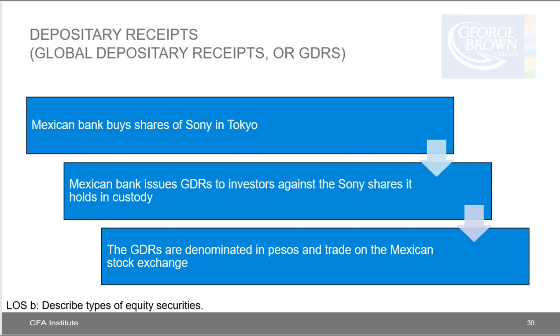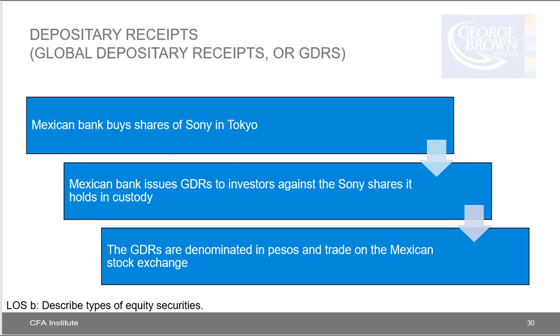Depository receipts are not issued by the company and do not raise capital for the company, but rather they are issued by financial institutions. So that's very important to understand. That depository receipts not issued by the company do not raise capital. They're issued by financial institutions. So they run through an example here.